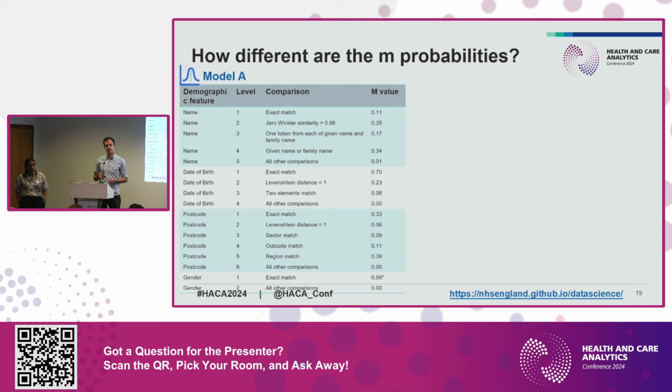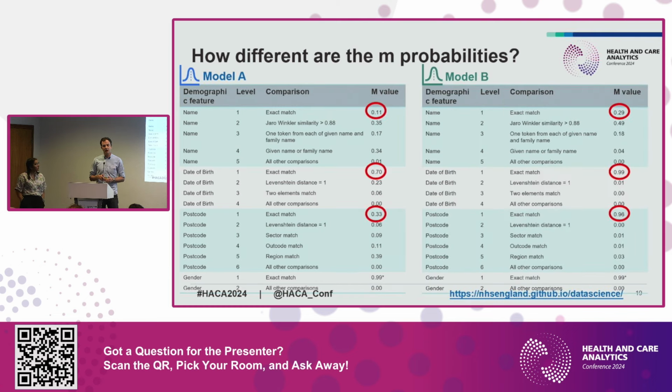Okay, so some results. How different are the M probabilities? Okay, so just zooming in a little bit here, we can see that they are quite different. So taking, for example, the date of birth exact match, we get an M value of 0.7 for model A and 0.99 for model B. This means that when trained on lower quality data, the probability of date of birth matching for records that match was only 70%, whereas for the high quality data, if a record linked to PDS, then the exact match on date of birth happened 99%. And we can see a similar trend for the names and the postcodes.